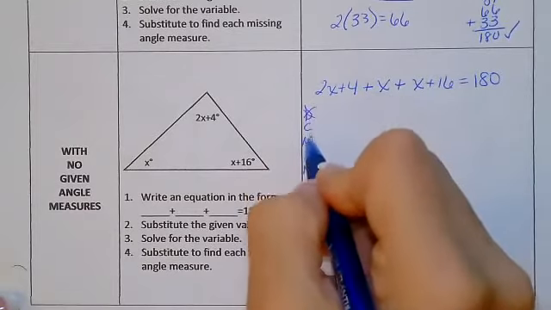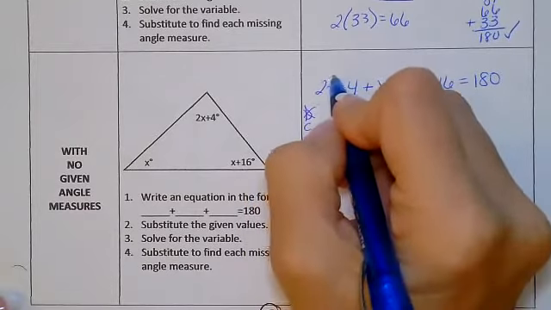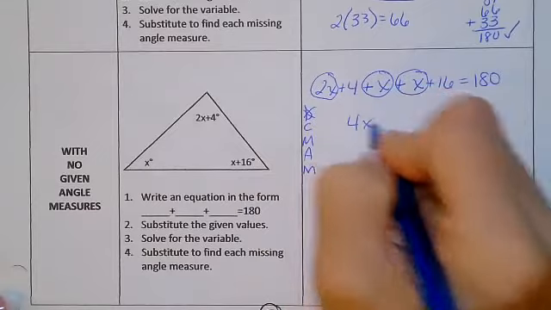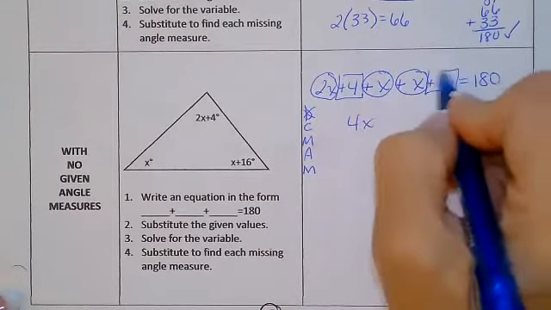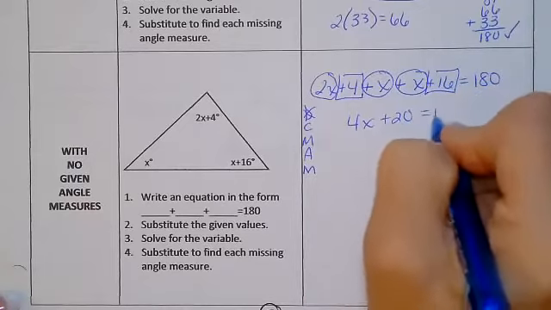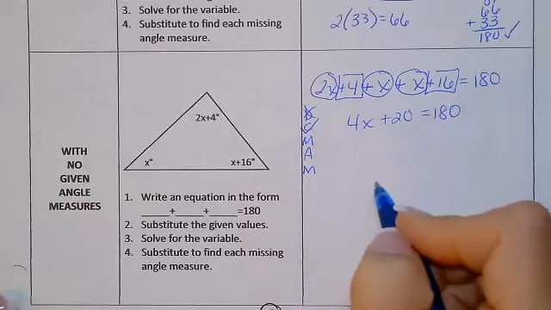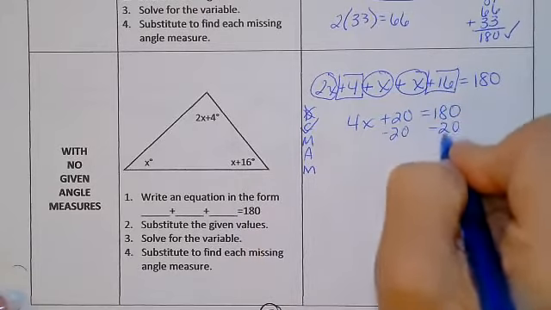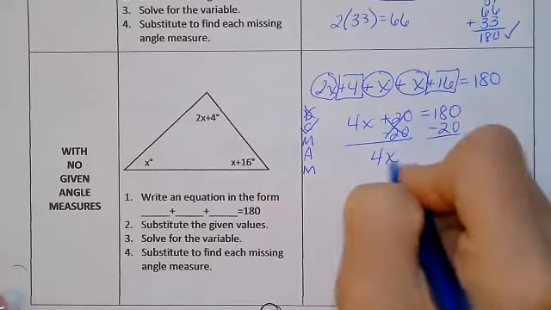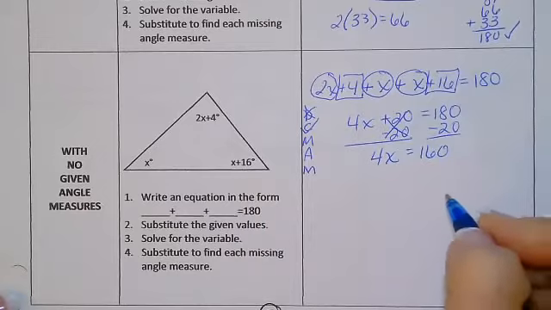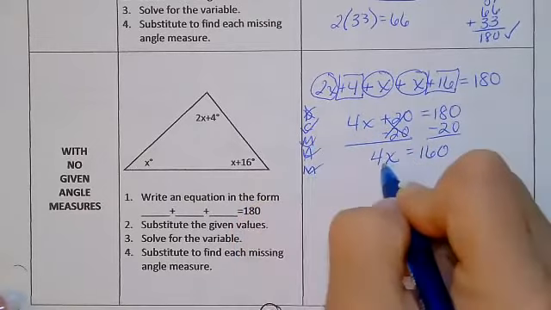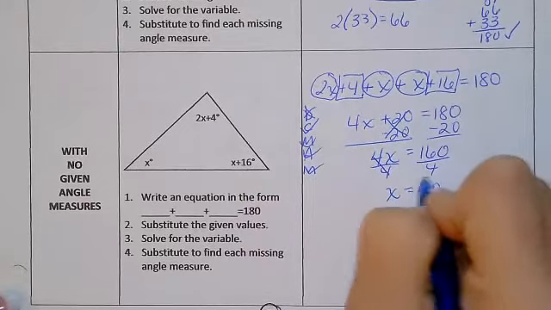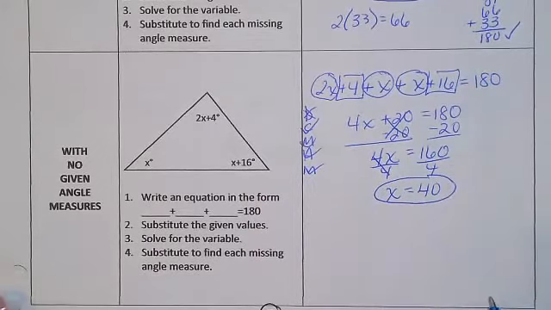Okay, don't need to distribute, but I do need to combine. 2x plus x plus x is 4x. 4 plus 16 is 20. Okay, need to move 20 to the other side. All right, and now we're on the last step. I need to divide both sides by 4. x equals 40.